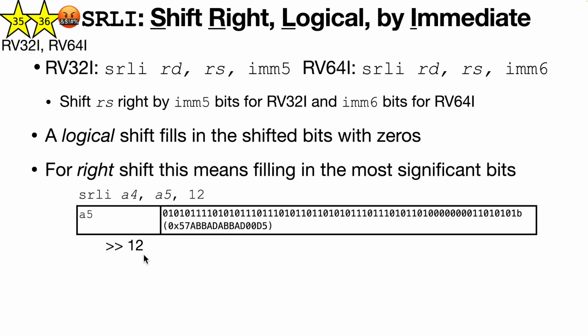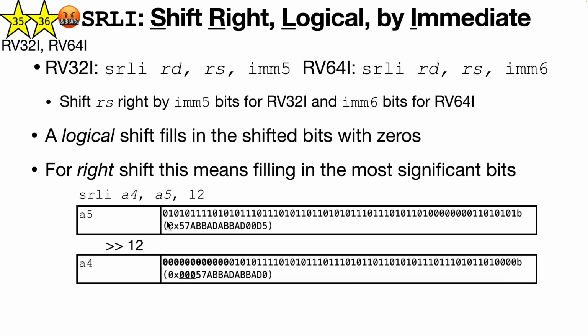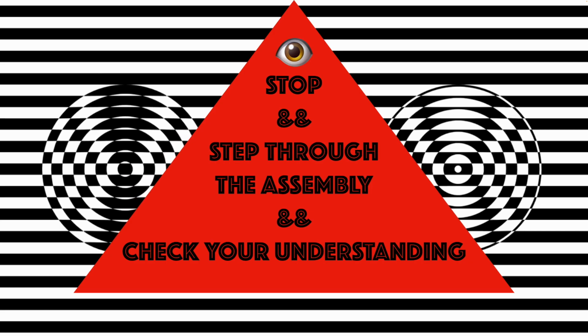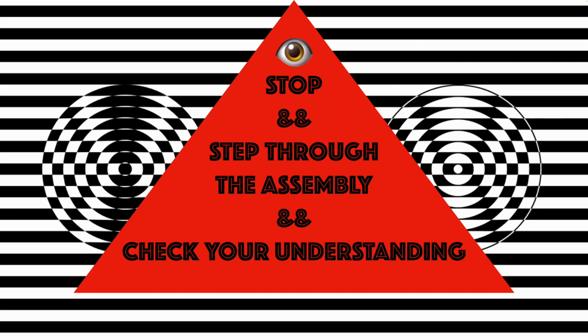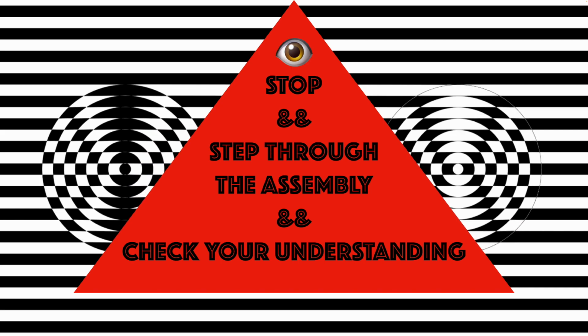Shift right by 12 and you get this. The most significant bits are shifted down by 12 and the upper 12 bits are filled in with zeros. Always zeros for a logical shift. Okay, well that was shift left and shift right, logical by immediate. Surly and silly. Go ahead and stop and step through the assembly and make sure you understand how it corresponds to the C source code that you were given.